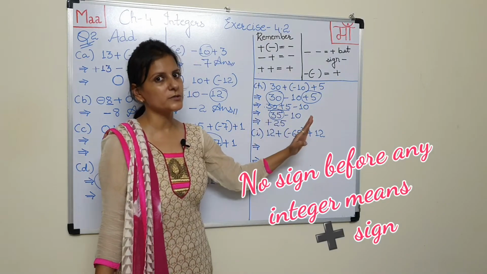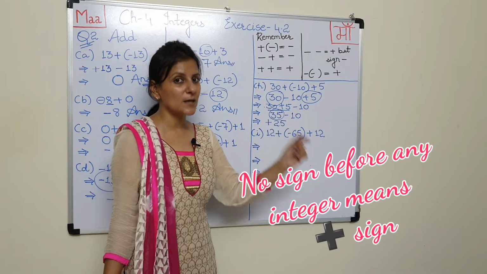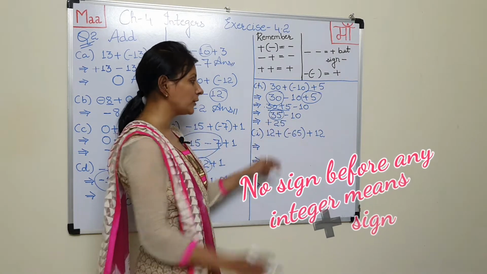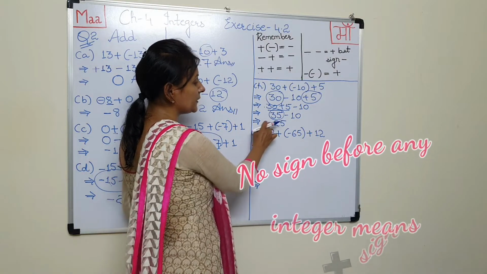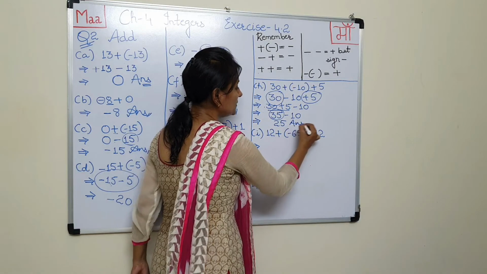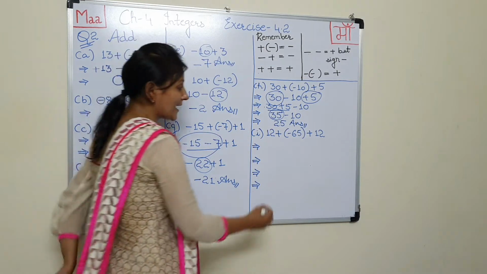If you are not putting positive sign then also it is okay, because to put negative sign is compulsory but to put positive sign is not compulsory. If you are not putting positive sign then also it is understood that it is positive only. So 25 is the answer of H part. Let's move on to next I part.